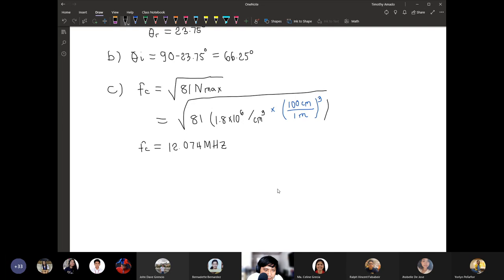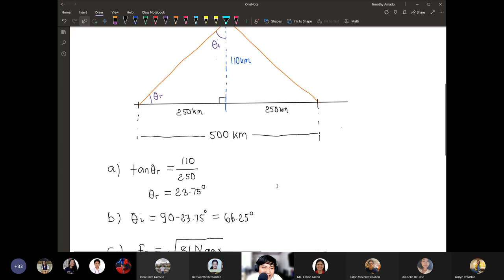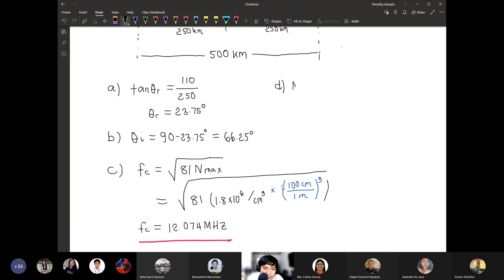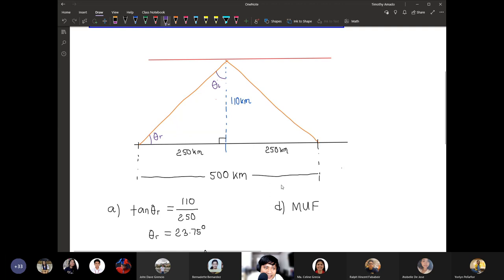Kaya lang, ito yung critical, ito yung baseline. Ang kailangan natin yung naka-angle. So we need to use that to solve for the MUF. So yung MUF guys, ito yung naka-angle na. So kasi pag critical frequency, ang assumption pataas yung pag-send mo. So critical frequency 'yon. What we need is the MUF, yung naka-slant. Pag naka-slant MUF siya. So anong formula guys ng MUF? FC secant theta.